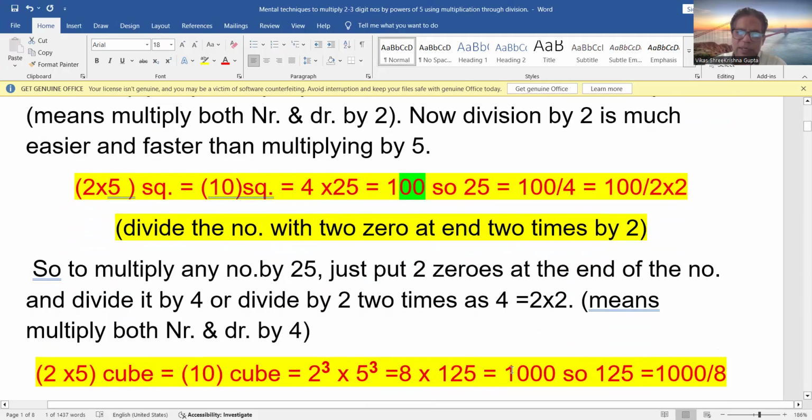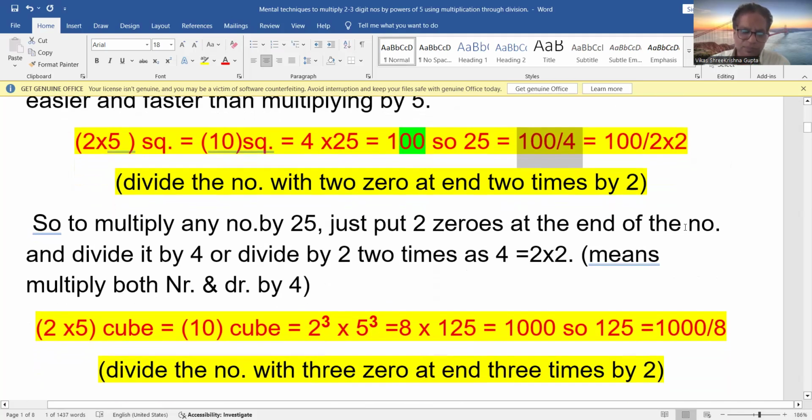Now what does it mean? It means when I have to multiply any number by 25, I simply put 2 zeros at the end of the number and divide the number by 4, because 25 is equal to 100 by 4. So I put 2 zeros at the end of the number and divide the number by 4.